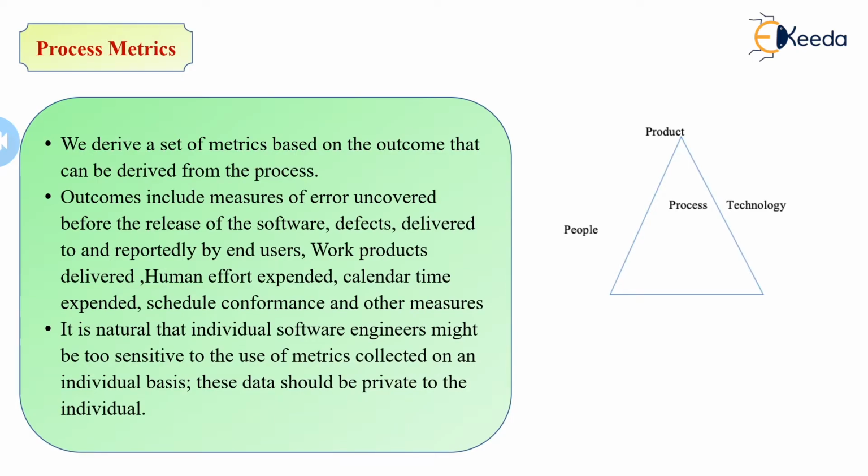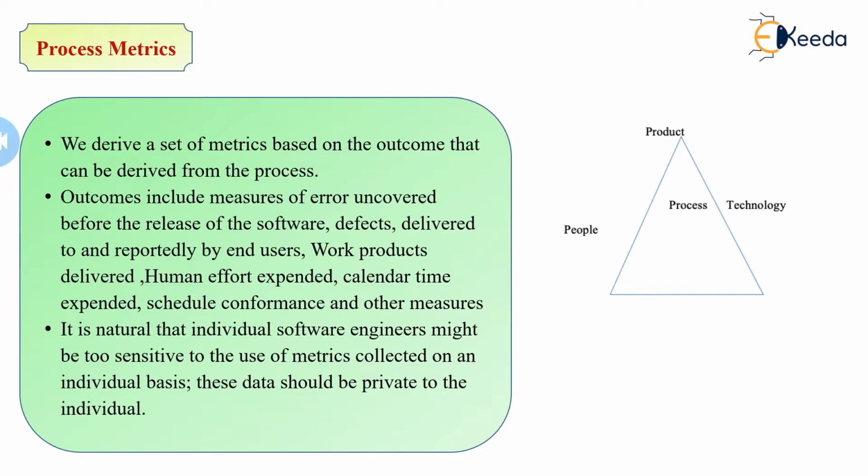So now we study the process metrics. There is a triangle on your right side, where the product is on the top, people on the left, technology on the right, and the process is inside it. That means how they are reflected. Now we derive this set of metrics as the basis of the outcome that can be derived from your process. The metric is derived from your process: how many processes are required, how many skill sets, how many will come.